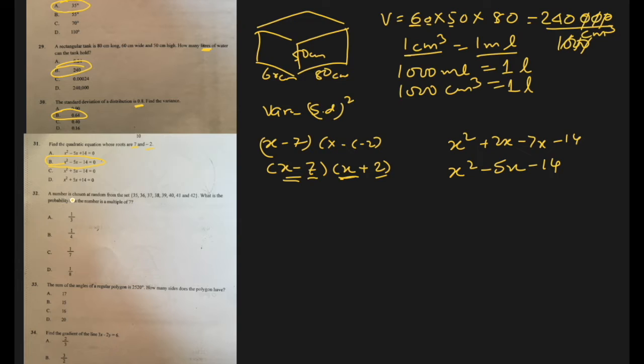Number 32. A number is chosen at random from these all. What is the probability that the number is a multiple of 7? So what are the multiple of 7 in these? 35 and 42. No other. So the answer will be 2 divided by, how many are they? 1, 2, 3, 4, 5, 6, 7, 8. 2 divided by 8, which is 1/4.